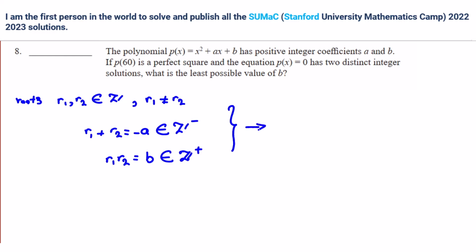So what can we say about the signs of the roots R1 and R2? They're both negative. Exactly.